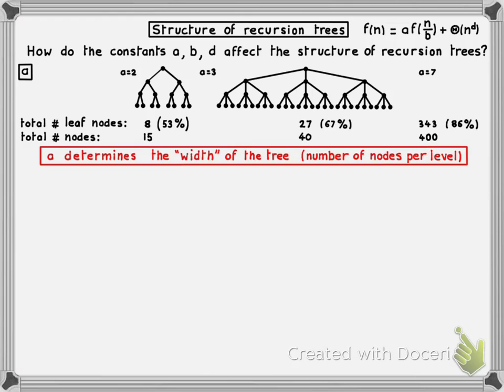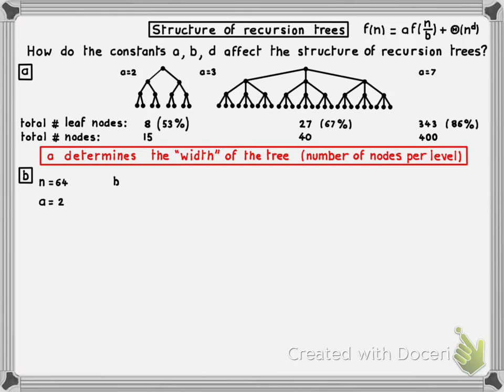Now let's turn our attention to the second constant, B. Remember that B does not directly affect the structure of the recursion tree. However, it does so once we know the value of n. So let's say n, which is the input size at the root node, is equal to 64. And let's pick a constant value of A of 2, which is the smallest value that makes the tree interesting.